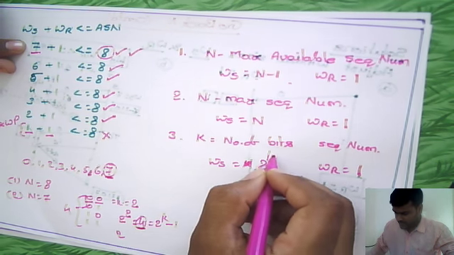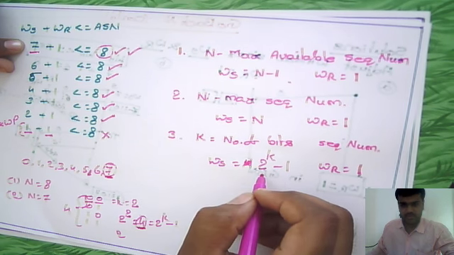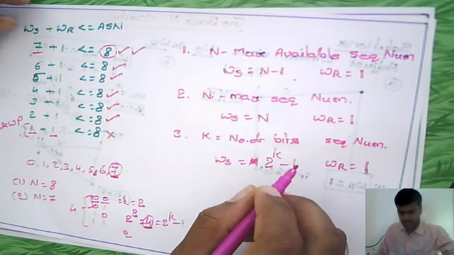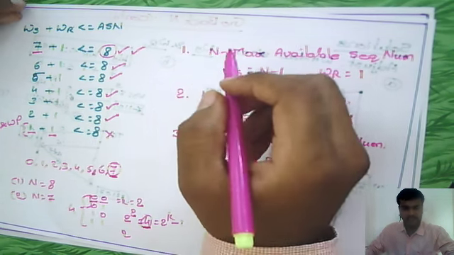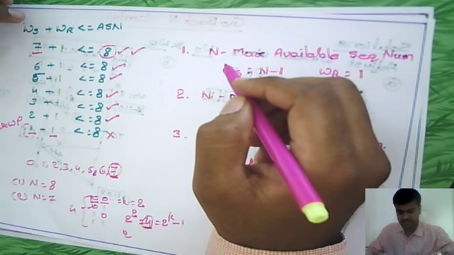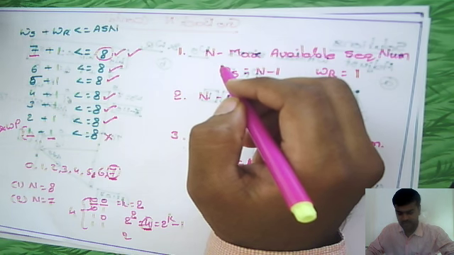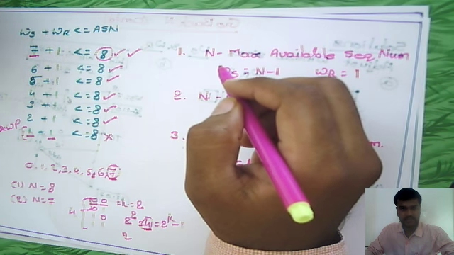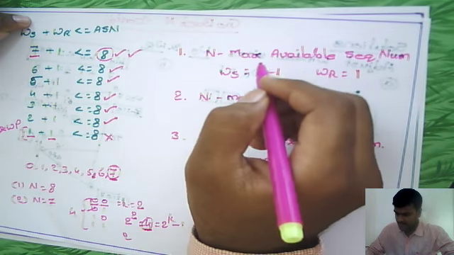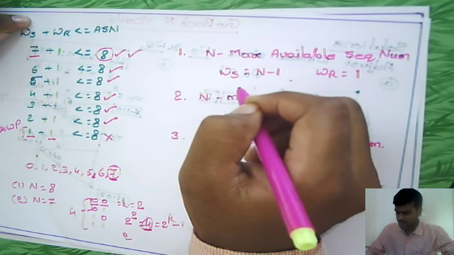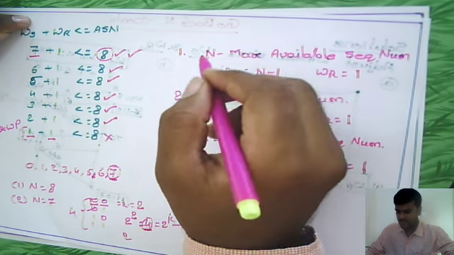So the window size of sender is 2 raised to K minus 1. In this way we introduced window sizes of sender and receiver, and set the receiver window size always to 1. By using this formula, window size of sender plus window size of receiver should always be less than or equal to the available sequence numbers. With this, we can say this is the full-fledged Go-Back-N. Then let us see some problems on Go-Back-N.